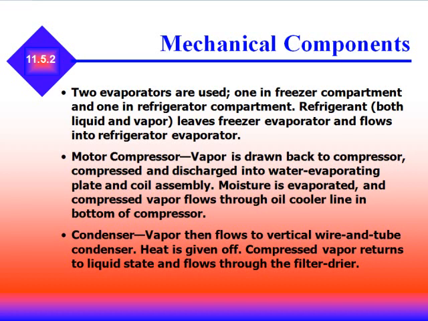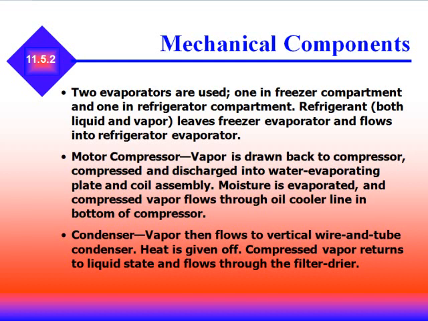In these two compartments, sometimes two evaporators are used. One is in the freezer compartment and one's in the refrigerator compartment. Refrigerant, both liquid and vapor, leaves the freezer evaporator and flows into the refrigerator evaporator. Vapor is drawn back to the compressor, compressed and discharged into a water evaporating plate and coil assembly. Moisture is evaporated, and then the compressed vapor flows through an oil cooler line in the bottom of the compressor. The vapor then flows to the vertical wire and tube condenser.